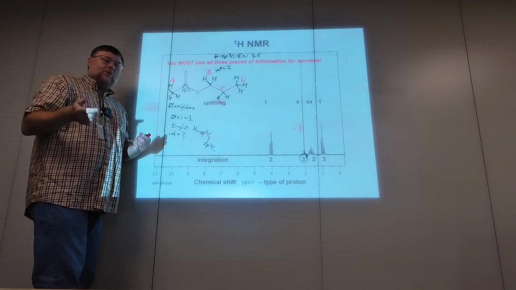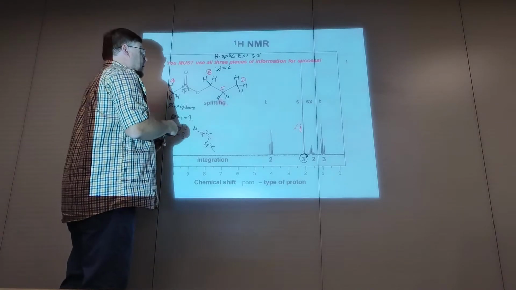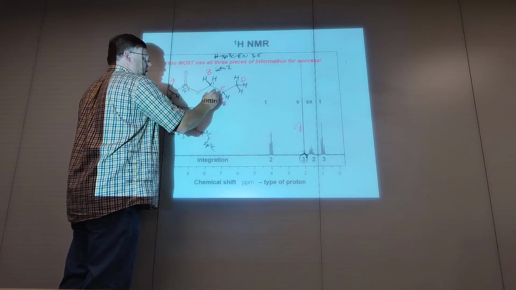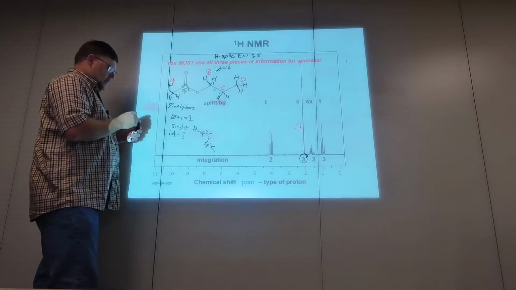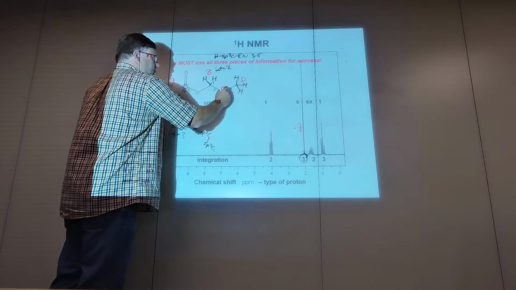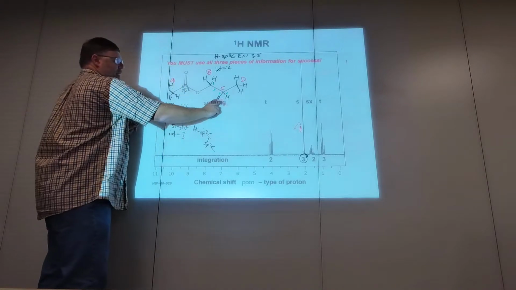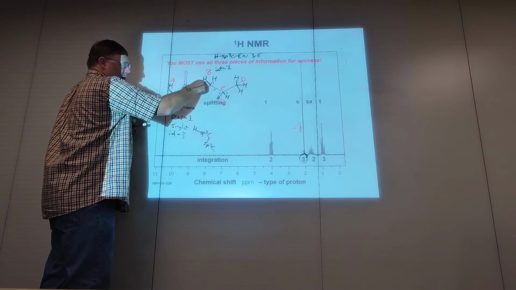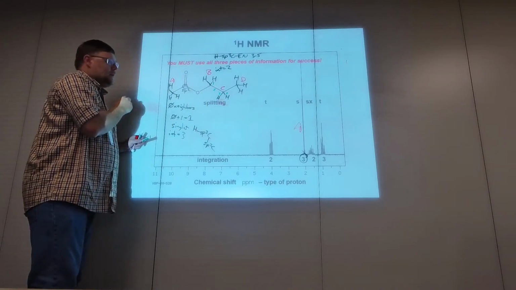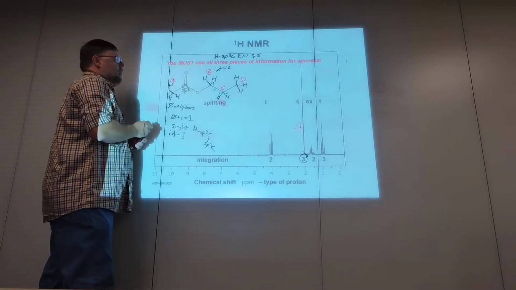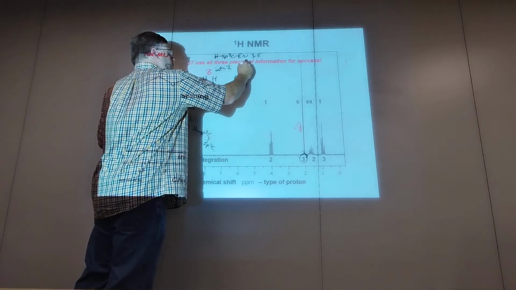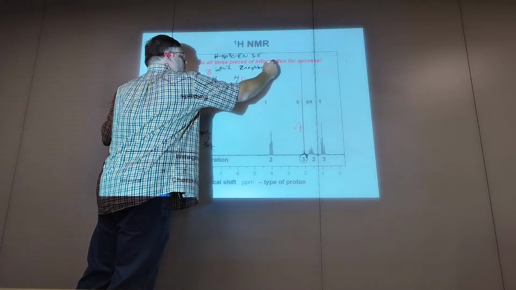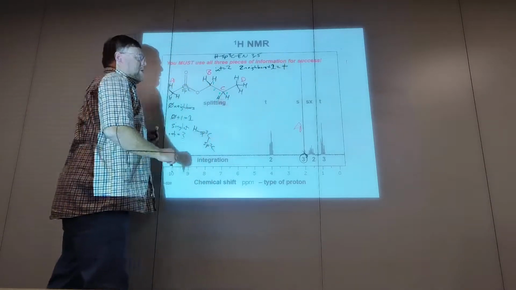So now, are there protons within 3 sigma bonds? And the answer is yes. So there's 1 sigma bond, 2 sigma bonds, 3 sigma bonds, and 3 there, right? So these 2 protons, proton C, are neighbors of B. So 2 neighbors plus 1 equals a triplet, 3 lines.